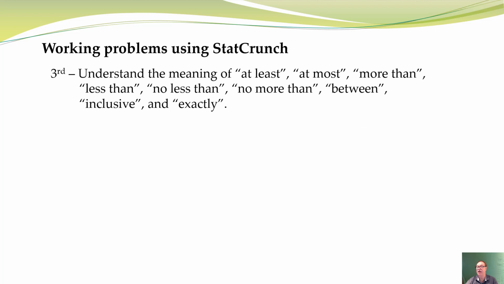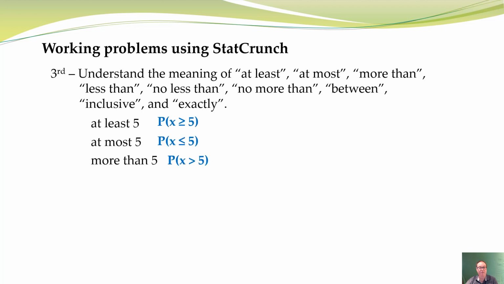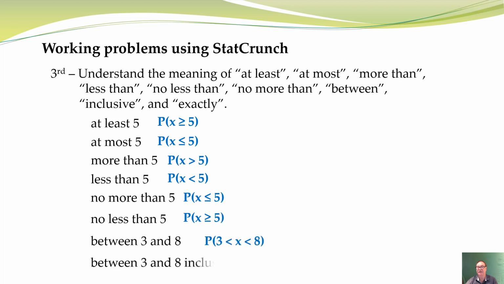Now, understand the meaning of at least, at most, more than, less than, no more than, between, inclusive, exactly. This is the same thing we talked about with the binomial. These probabilities are the same as what we discussed in binomial, so I'm just quickly listing them here to recall for your memory.